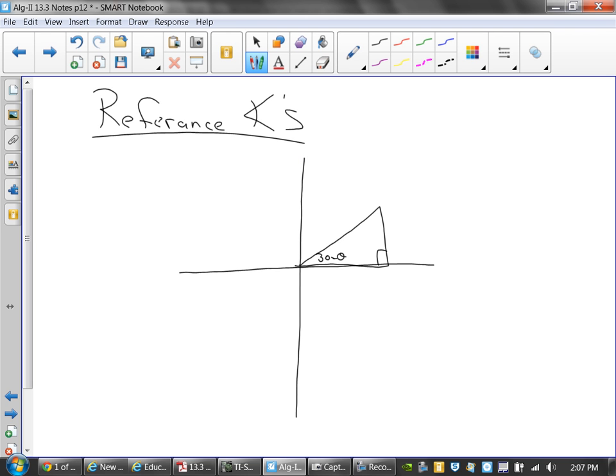Now, when you had a 30, 60, 90 triangle, what was opposite the 30? 1. Opposite the 60 was square root of 3. And opposite the 90 was 2. So this point here, what would the ordered pair be for that point? Root 3, 1. My ordered pair here is root 3 and 1. My x value is root 3, my y value is 1. Everybody okay with that?